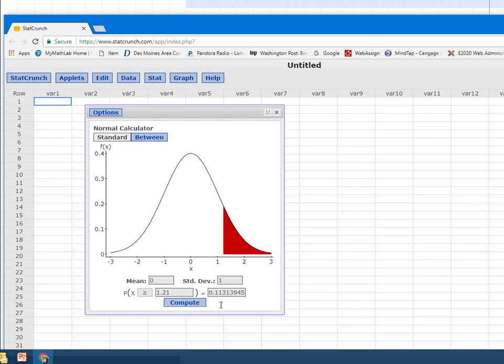And that comes out to be 0.1131, or about 11% is above that. So that's how we would do it with StatCrunch.